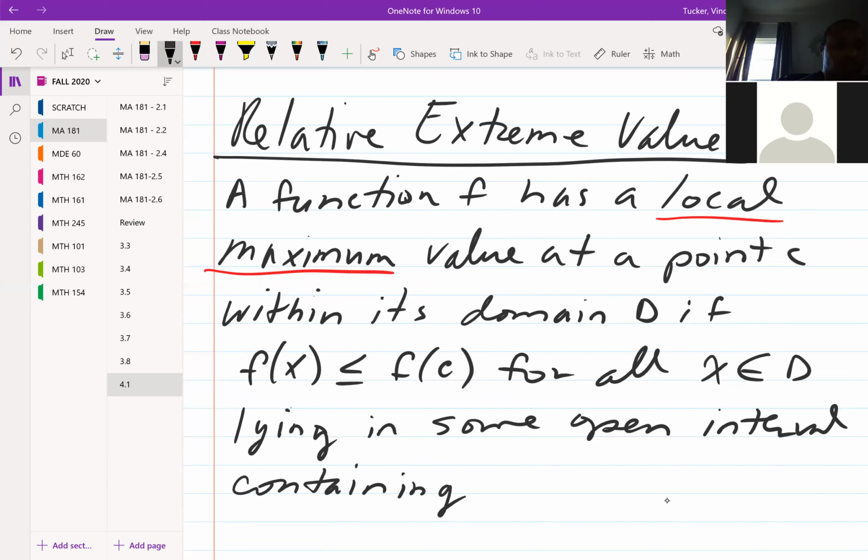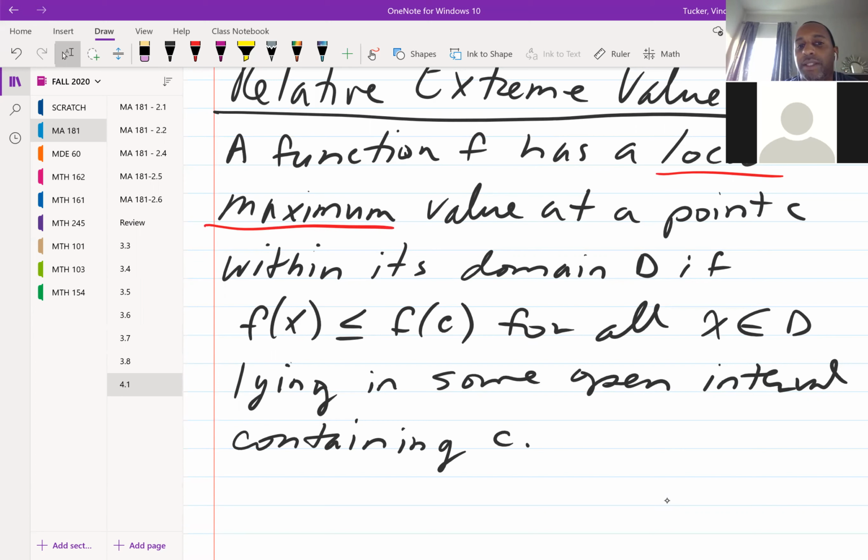All right, looking for relative extreme values, local maximums and local minimums. I'm going to write local minimum down there in a second, but I didn't want to move past it without talking through it. So a function f has a local maximum value at a point c within its domain D if f(x) is less than or equal to f(c) for all x in D lying in some open interval containing c.